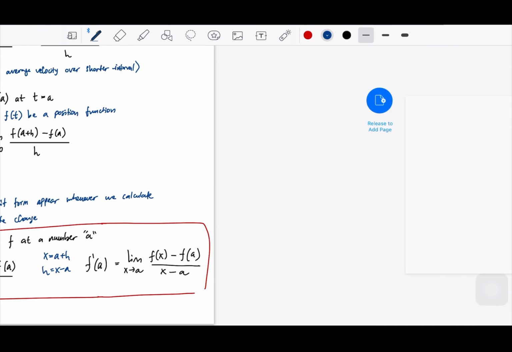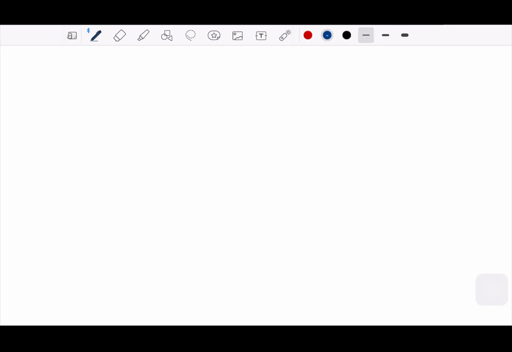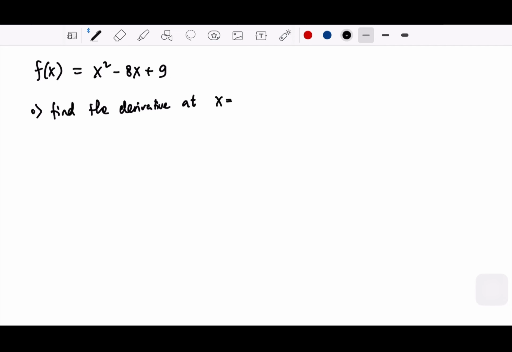Okay, now let's say we have f of x is x squared minus 8x plus 9. Let's say find the derivative at x equal 2. Now before we use the power rule or power formula to get the derivative, let's try using the limit, just the limit form by the limit definition.